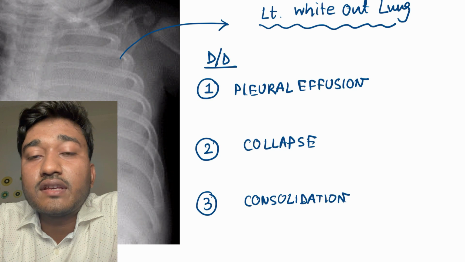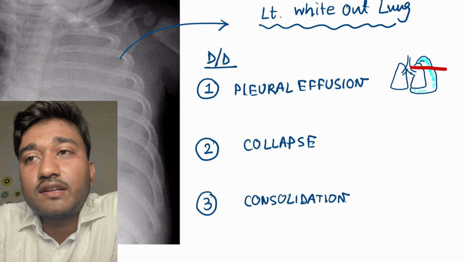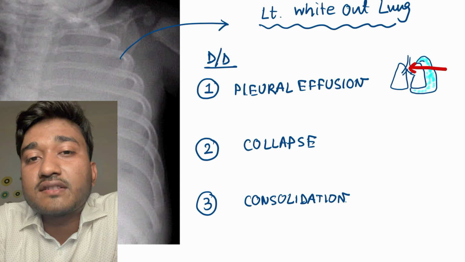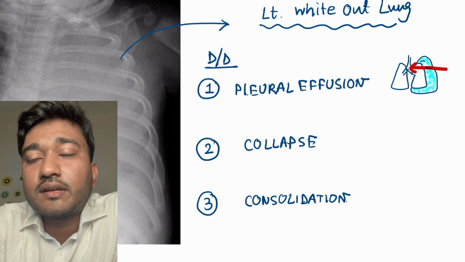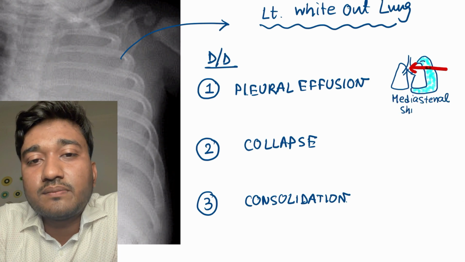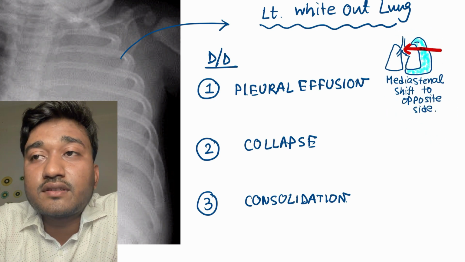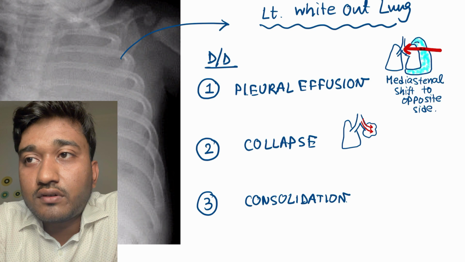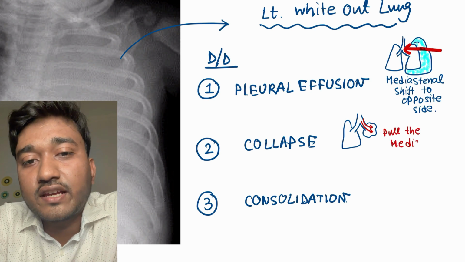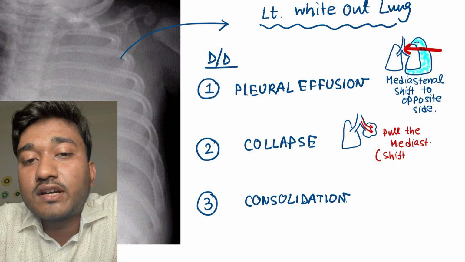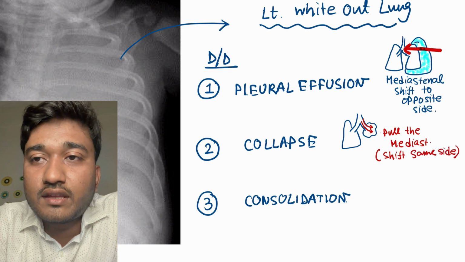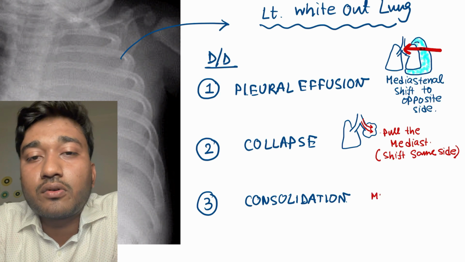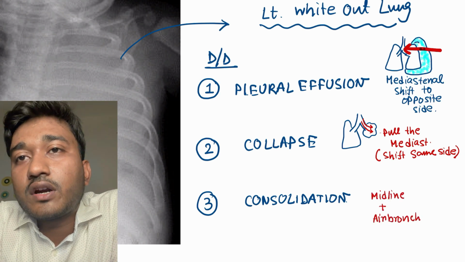In case of pleural effusion, as there is collection of fluid in the pleural space, there will be mass effect, and the mediastinum will be shifted to the opposite side. Please look at the trachea, it will be shifted towards the opposite side of the whiteout lung. But in case of collapse, it will drag the mediastinum towards its side. Therefore, there will be pulling of the mediastinum towards the same side in case of collapse. But in case of consolidation, the trachea would be in the midline. There will be no shifting, along with which you will get the air bronchogram sign. Now let's see in this picture what you can see.